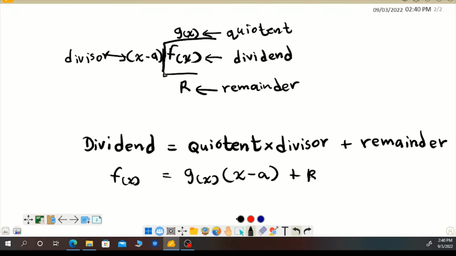Here we have to know that if the divisor is a linear one, then we get a remainder as a constant. But if the divisor is a quadratic function, then the remainder takes the form ax plus b, where a and b are constants. Then f(x) equals g(x) times a quadratic function, ax squared plus bx plus c.